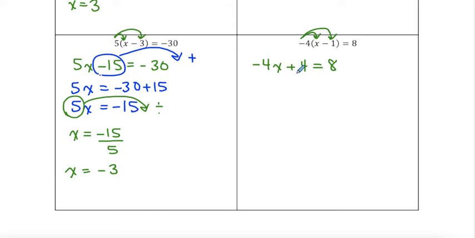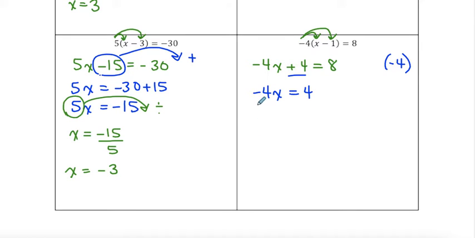I want to get rid of this constant term, which is our positive 4, that's on the same side as my variable. The opposite of adding 4 is subtracting 4. So negative 4x plus 4 take away 4 is 0, and 8 take away 4 is 4.